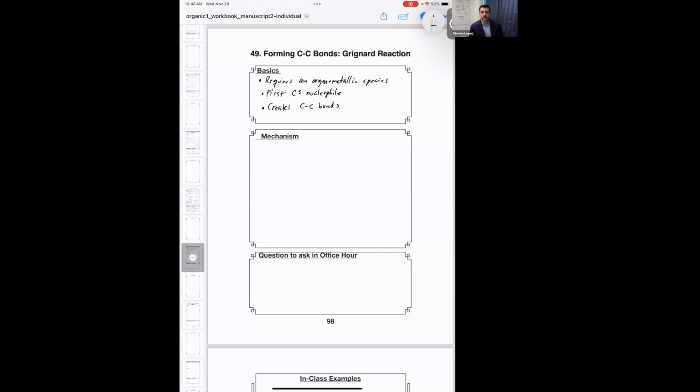Today we're going to talk about the Grignard reaction. This reaction is a really important one that's taught in Organic Chemistry 1 classes. This requires an organometallic species, which we'll introduce in the mechanism part of this presentation. This is the first example of a carbon nucleophile that we'll explore, and that carbon nucleophile allows us to create carbon-carbon bonds.